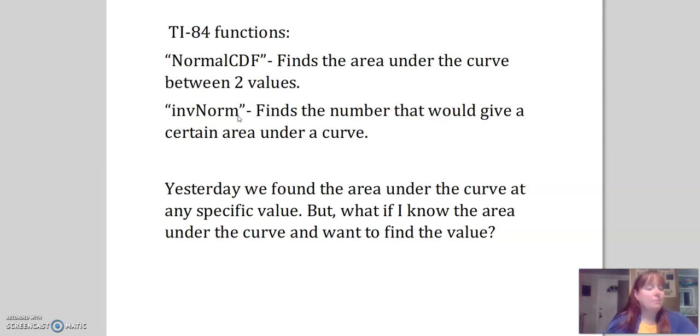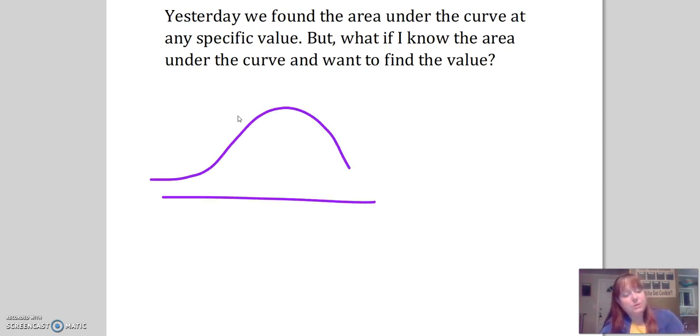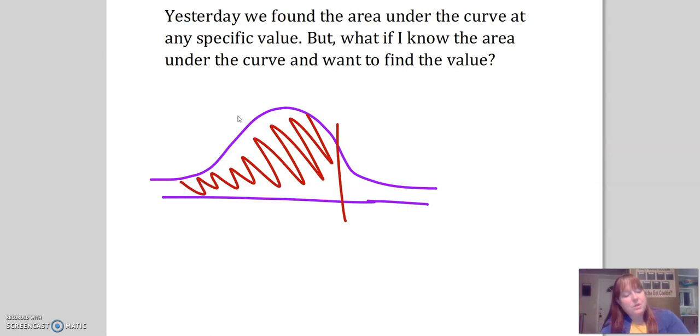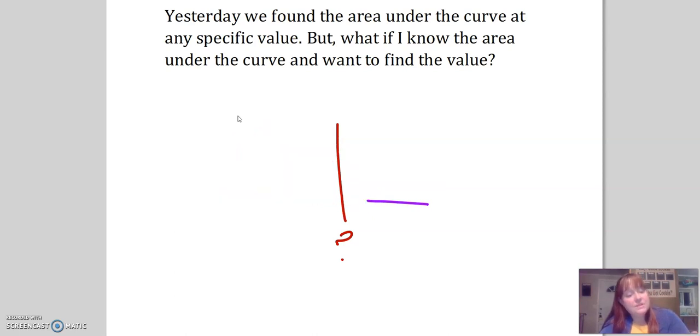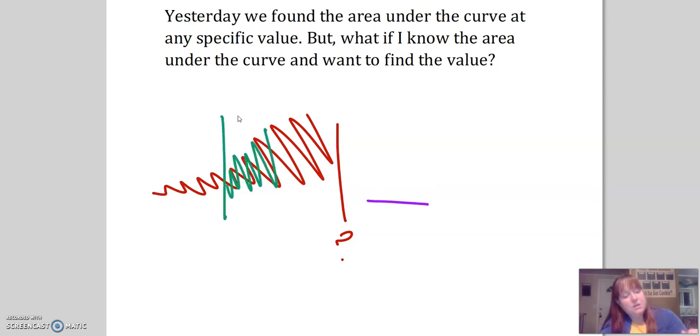So we're going to look at something like this. I'm going to say, I have this normal curve, and I know that 75% of the people are right here. What is this number? Or we might say, I know that 75% of people are between here and here. What are those numbers?